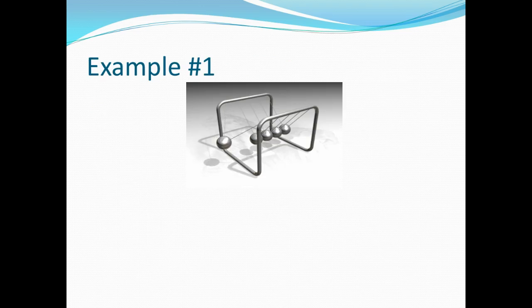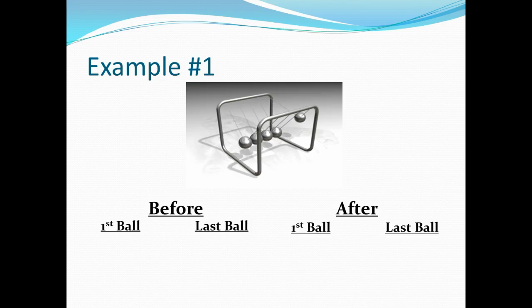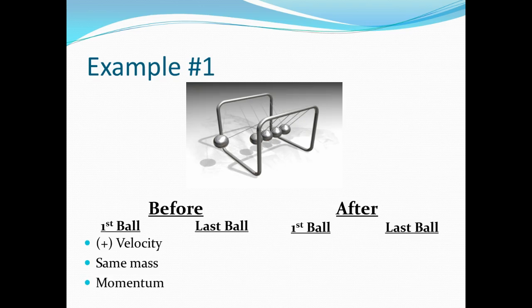So let's look at an example. Newton's cradle is a very common example of the conservation of momentum. Before and after, we need to consider both. So let's look at the first ball and the last ball. The first ball has a positive velocity. It's going forward. All the balls in this case have the same exact mass, so the mass is not going to change anything. So we can find the momentum by taking its velocity and its mass and multiplying.